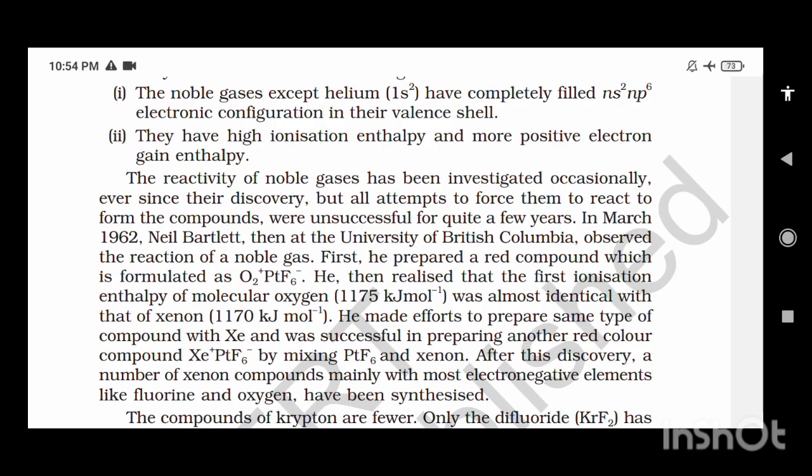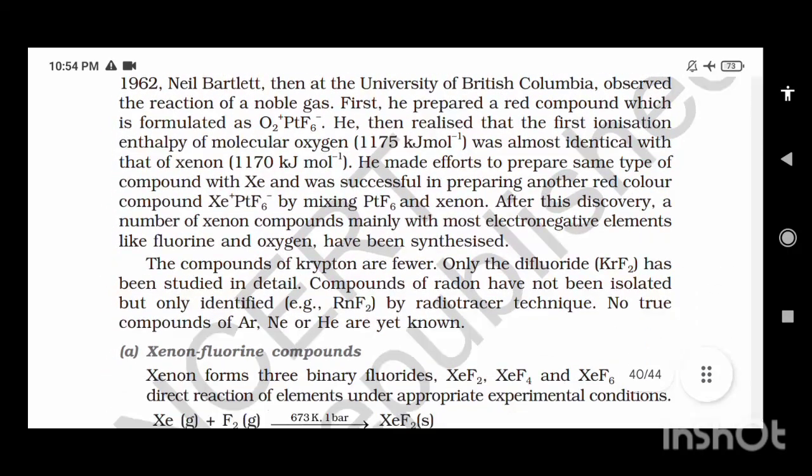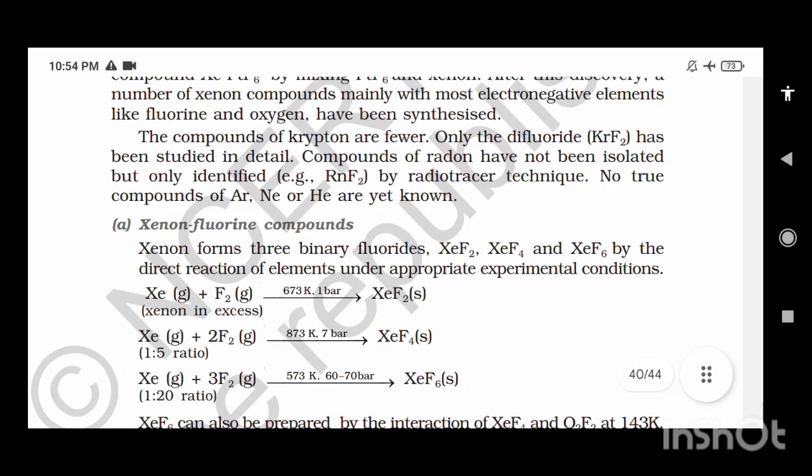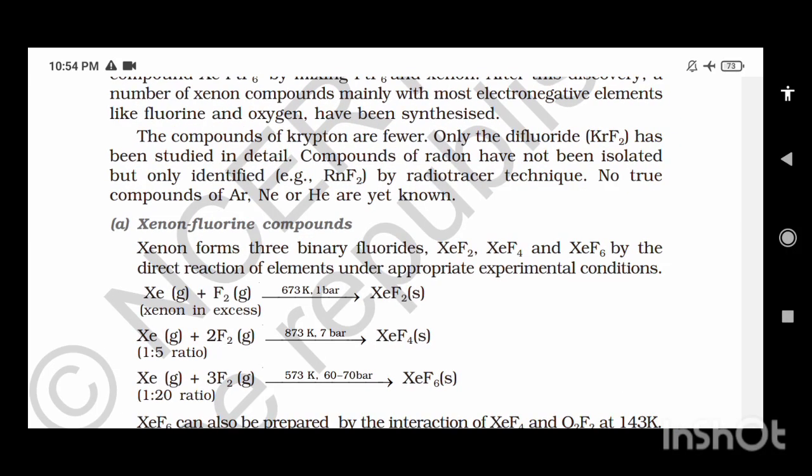He made efforts to prepare the same type of compound with Xe and was successful in preparing another red compound. After this discovery, a number of xenon compounds, mainly with the most electronegative elements like fluorine and oxygen, have been synthesized. The compounds of krypton are few, and only the difluoride has been studied in detail. Compounds of radon have not been isolated but only identified by radiotracer technique. No true compounds of argon, neon or helium are yet known.